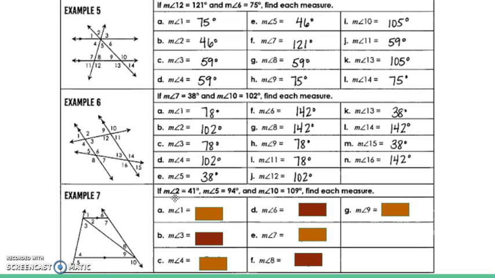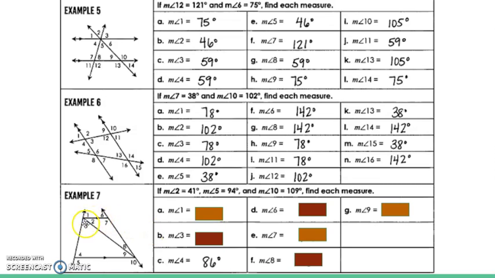So I'm going to start with finding the measure of angle 4 because 5 and 4 make up supplementary angles. So if I subtract 94 from 180, I find that the measure of angle 4 is 86 degrees.